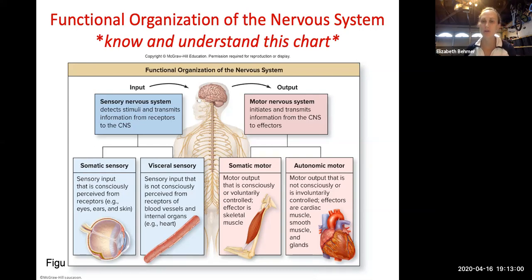And then your motor nervous system is the output. So what the brain tells your body to do in response to something. So your motor output, you guys can control that. Your skeletal muscles, that's somatic motor. And then the autonomic motor controls all of your cardiac muscle, smooth muscle, and glands. So understanding this chart will be important.